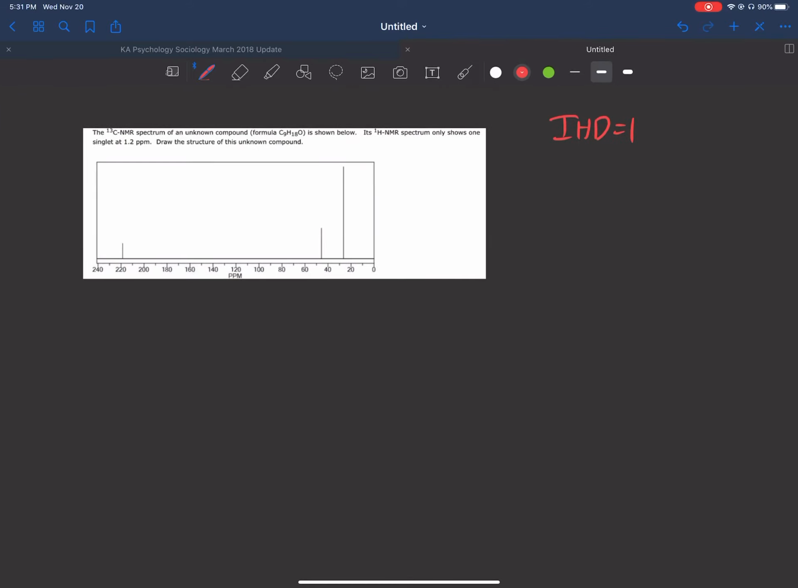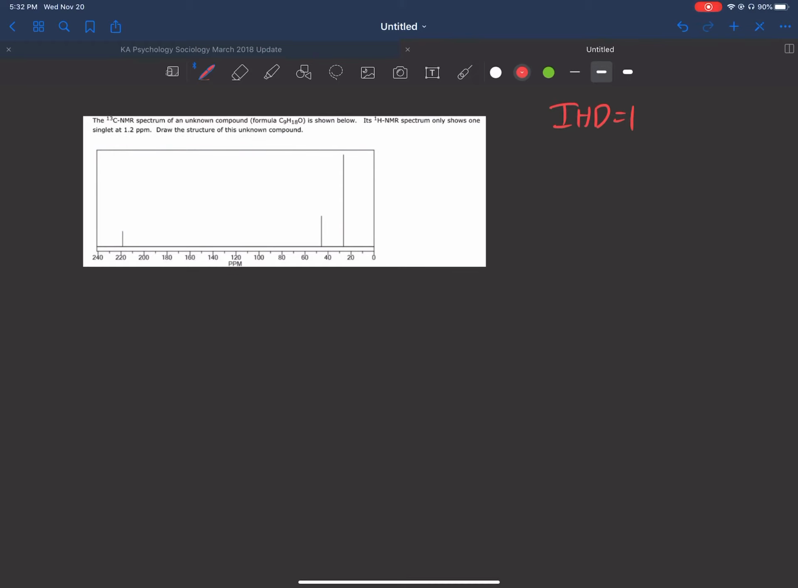Now, when you have an oxygen on your compound and you have an IHD of greater than 0, one safe bet is to draw a carbonyl. A carbonyl counts towards your double bond count, which is our 1 IHD. So that's a carbonyl. Remember, there's a carbon right there. Let's just put it in green. So that's one of the carbons, one of the oxygens.